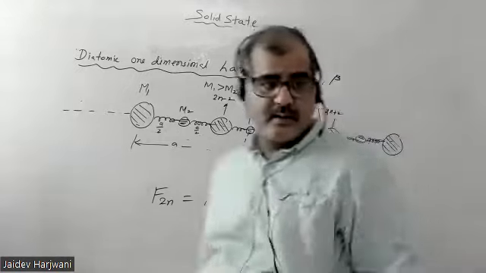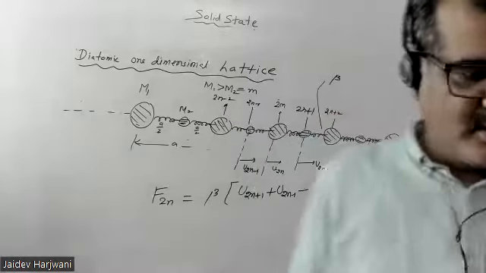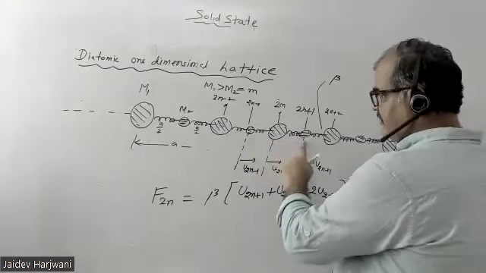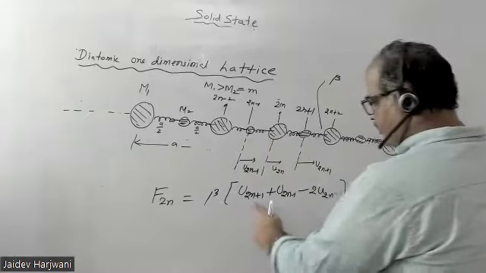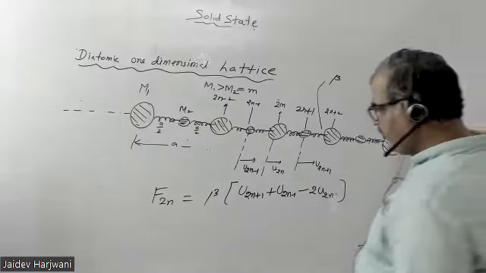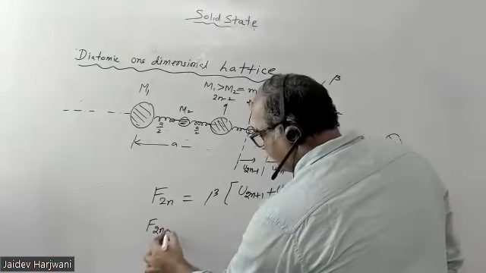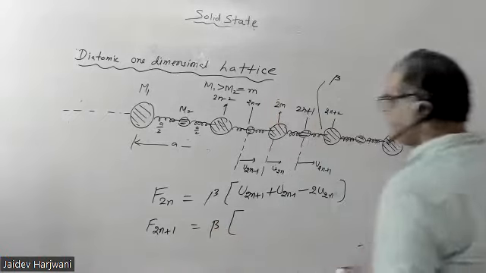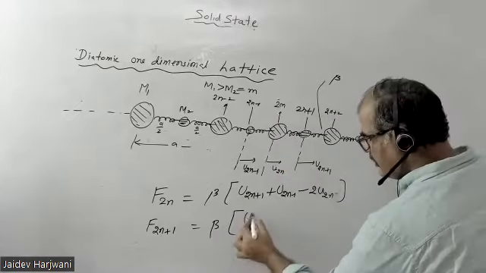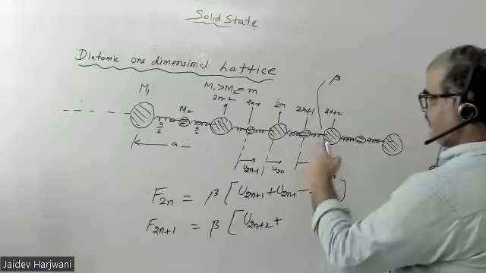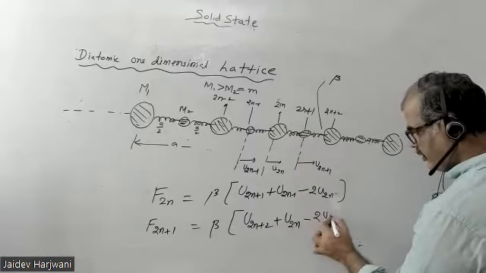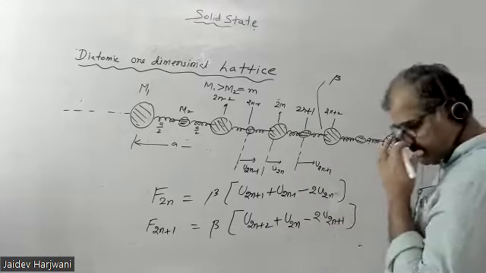Correct? Just check yesterday's solution. If I want the force on this atom, I will take these two nearby atoms, because we are considering nearest neighbor distance. The force on 2n is beta times U2n plus 1 plus U2n minus 1 minus 2U2n. And similarly, if I want to calculate the force on the 2n plus 1 atom, what will I write? These nearby atoms: U2n plus 2 plus U2n, minus 2U2n plus 1.